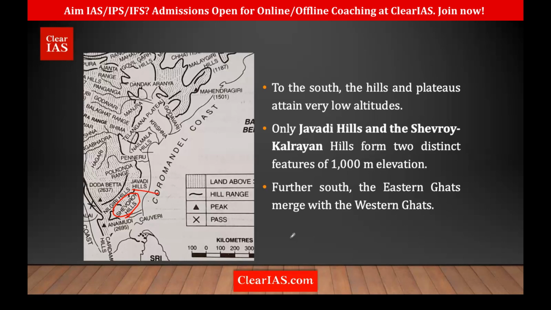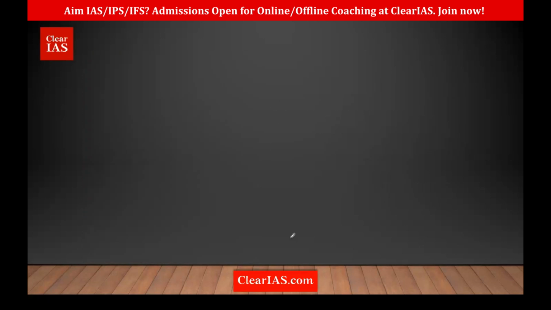Below that, we have the Javadi and Chevroy Hills, which is also an extension. But other than that, there are no high points for the Eastern Ghats. And then it joins the Western Ghats at Nilgiri. The region where the Eastern and Western Ghats join has the Sheshachalam forest. It's a very important forest. It was asked for prelims. That's why I'm mentioning it again and again.